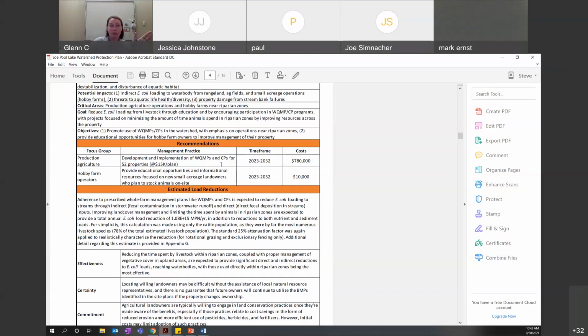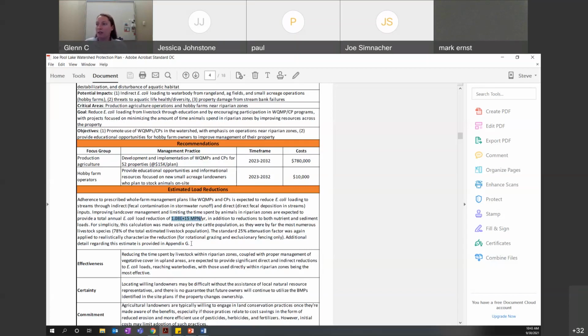All I know is that does seem reasonable. I still need to talk to two other people from the Soil and Water Conservation District, but it looks like this is a go. So pretty much adherence to prescribed whole farm management plans like WQMPs and CFPs is expected to reduce E. coli loading to streams through indirect, so fecal contamination and stormwater runoff, and direct fecal deposition into streams. Improving the land cover management and limiting the time spent by animals in riparian zones are expected to provide a total annual E. coli load reduction of 1.08 times 10 to the 15th.